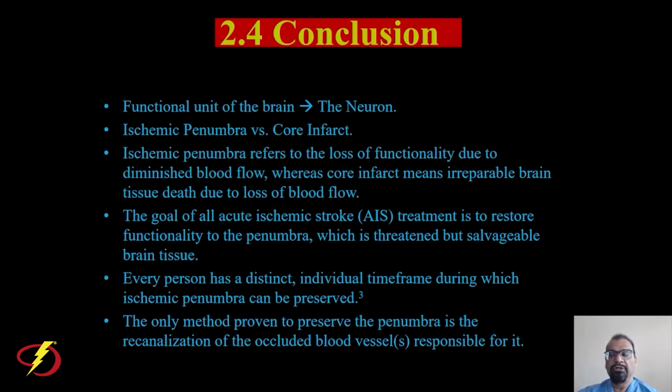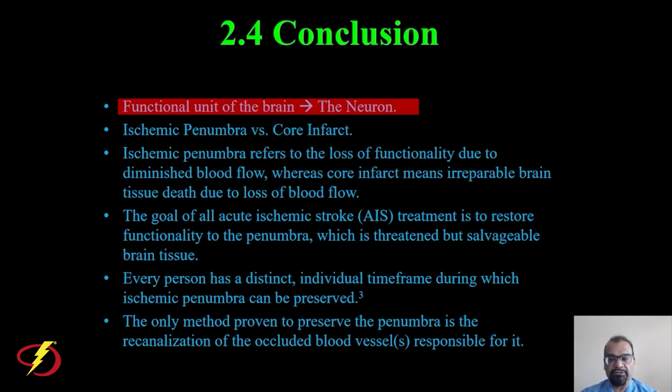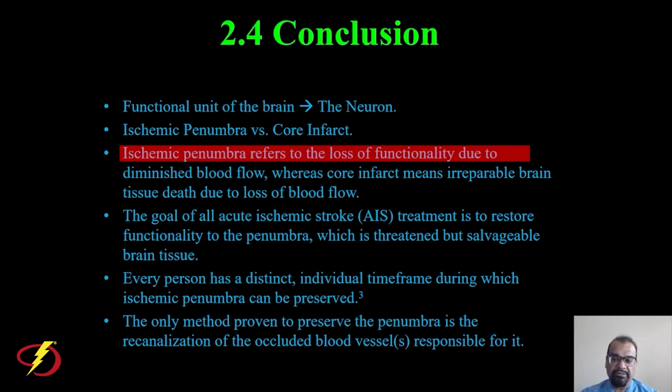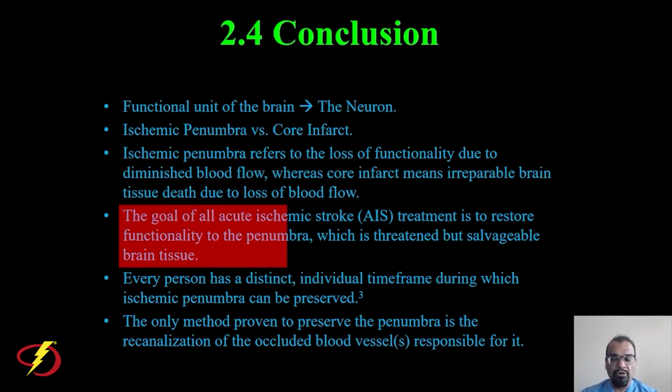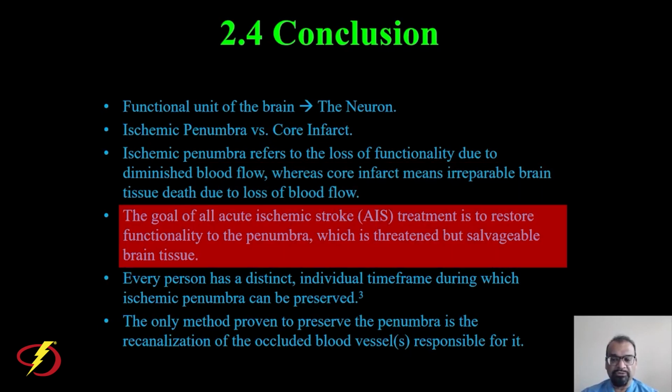So to conclude, we went through a few things today. The first thing we discussed was the functional unit of the brain, the neuron or the brain cell. Remember, its primary function is to transmit information. Then we discussed the different terms ischemic penumbra and core infarct. Remember, the ischemic penumbra refers to the loss of functionality due to reduced blood flow, whereas core infarct means irreparably damaged brain tissue. The goal of all acute ischemic stroke treatment is to restore functionality to the penumbra, which is the threatened but still salvageable region of brain tissue.